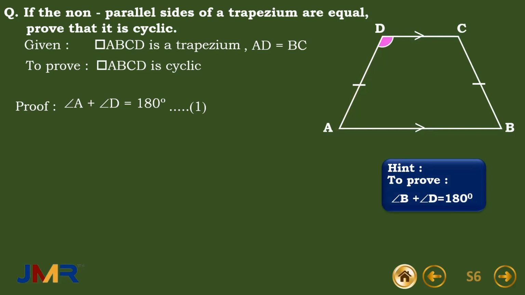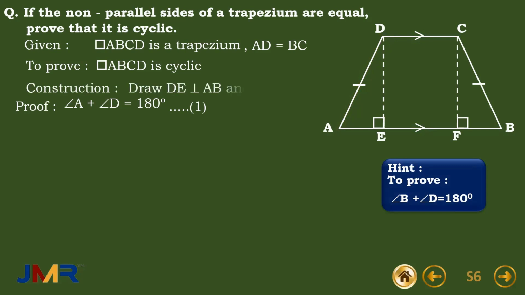Now, from D, we will drop a perpendicular, DE perpendicular to AB. And similarly, CF also perpendicular to AB. Let us draw these two lines. Afterwards, we got two right angle triangles. One is triangle DEA, another one is triangle CFB.